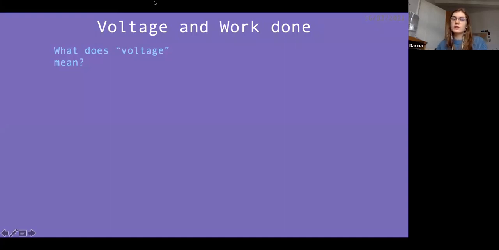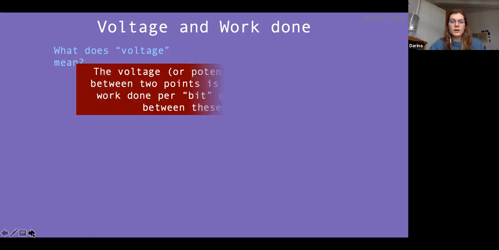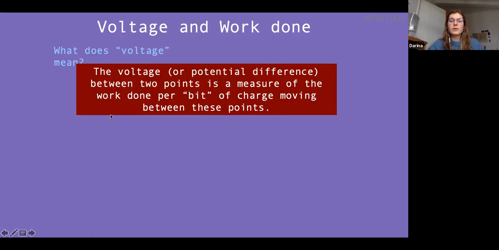Well, we have an equation to define voltage, don't we? I didn't put it on here, but the equation to define voltage, remember, is E over Q, the change in energy per coulomb of charge that is being lost or gained between 2 points. You can also define it in terms of work done, because remember, energy transferred is the same as work done. So it's essentially the work done per unit of charge moving between 2 points. So work done or energy transferred.